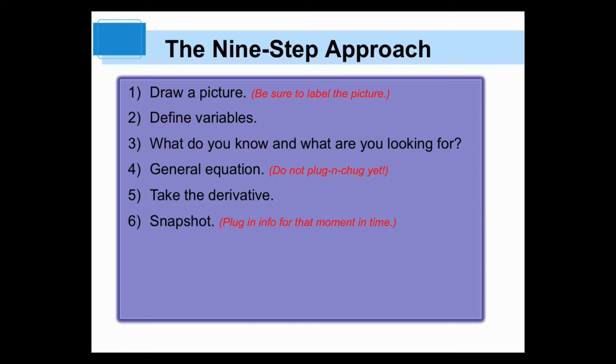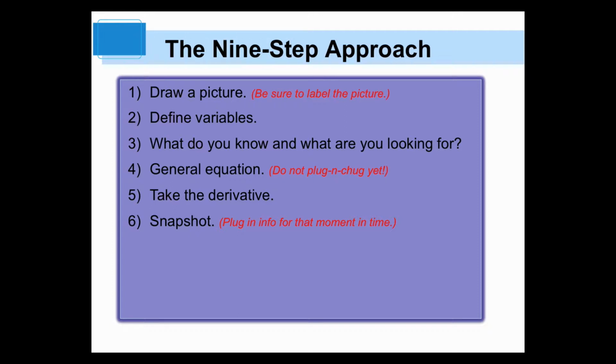Step 6, snapshot. Okay, now the snapshot means at what particular moment in time are we talking about? Okay, so an example of a problem. Kaz is on top of a ladder. The bottom of the ladder starts to slide out and he starts to fall down. As he falls down the wall, there are an infinite number of points along the wall that we can ask questions about. I'm going to ask about one particular question.